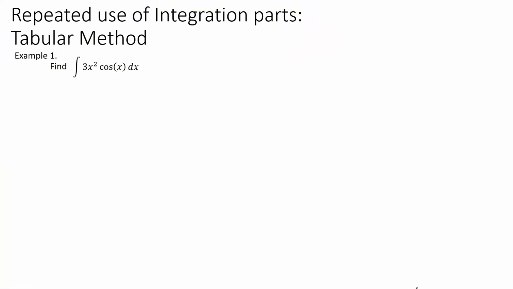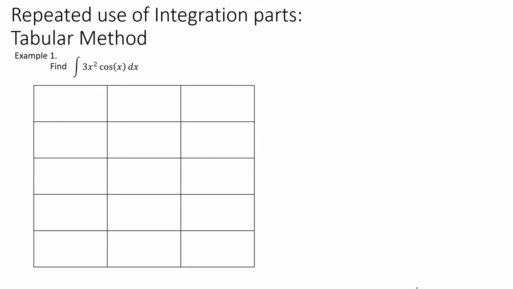Again, the tabular method means that we'll have a table. So I created a table. We already know the answer to the integral of 3x squared times cosine of x since we just solved it. So the answer should come out to be 3x squared times sine of x plus 6x cosine of x minus 6 times sine of x plus c. So the whole idea behind the tabular method is to organize your u and dv. So the second column is your u. Third column will be your dv.